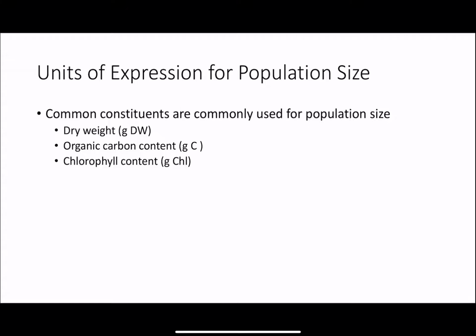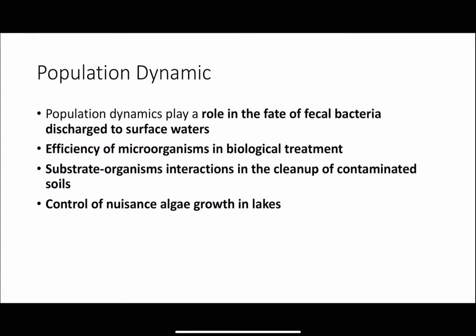First, what we use for population size is dry weight. By measuring the dry weight, we call it gram dry weight. It's another way of measuring population size. Also, organic carbon content, gram carbon, is another way of measuring the population size. Chlorophyll content is one way of measuring population size. So any one of these is commonly used to measure the population size of microorganisms.